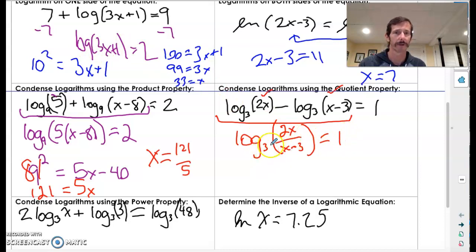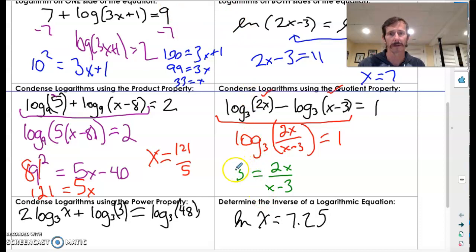And so I rewrite this as an exponential function. This is the base, 3 to the first, because this is my exponent. Remember, that's all a log is, it gives you an exponent. And this is my input. I can't really do anything with that right now, so I'm just going to write it as 2x over x minus 3. Now, 3 to the first is just 3, right? So I don't need that 1 there anymore.